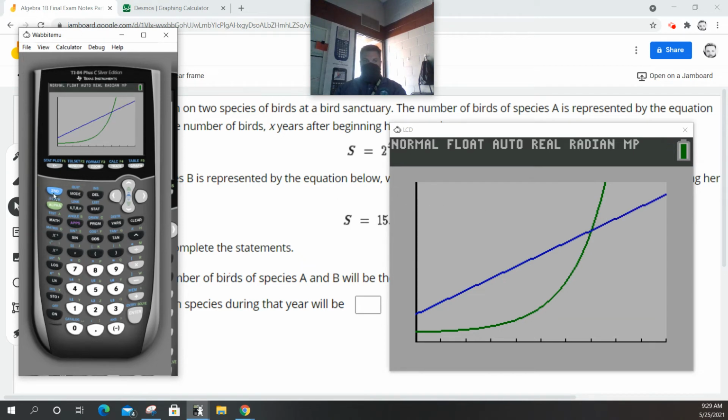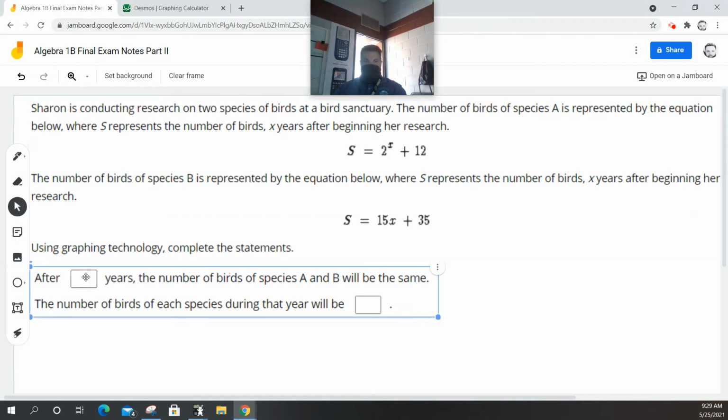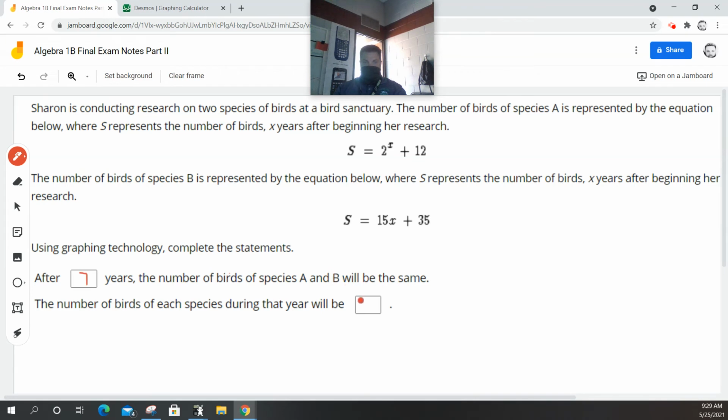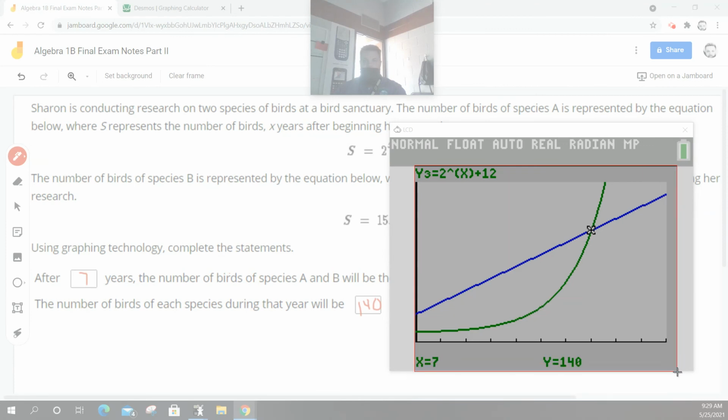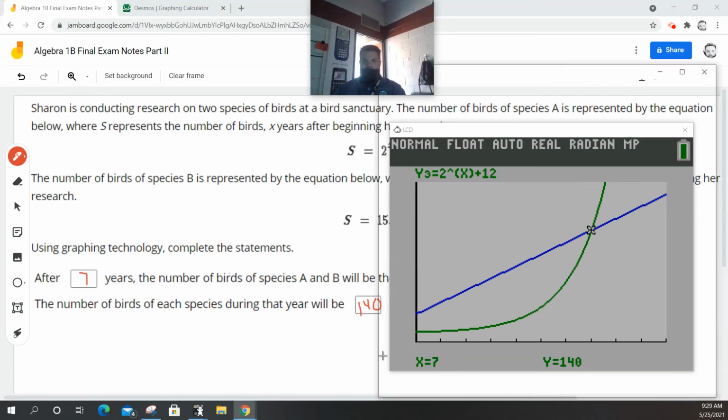And so if I were to guess, I'm going to hit trace. And it looks like it crosses at 7, 140. So that means that after 7 years, it would be equal to 140 birds based on this graph here. Okay, let me take a screenshot of that. And that's all we were trying to do was figure that out. So after 7 years, both species will have 140 birds.